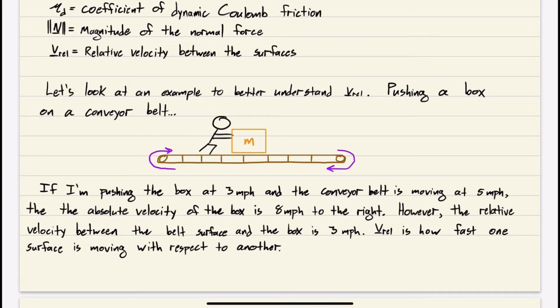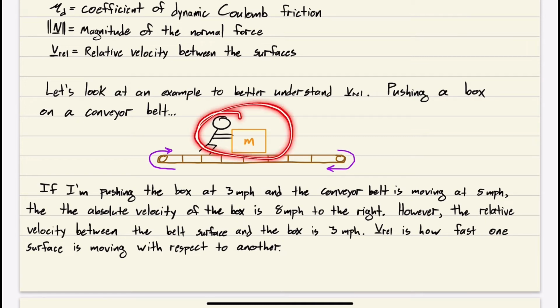We talked about this in our addition theorem of angular velocity. It's the same idea. This is linear velocity. However, the relative velocity, right? 8 miles an hour is the absolute velocity of the box, but the relative velocity between the belt surface and the box is 3 miles an hour, right? So VREL is how fast one surface is moving with respect to the other.